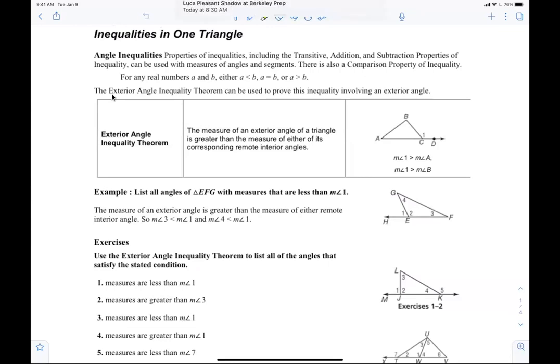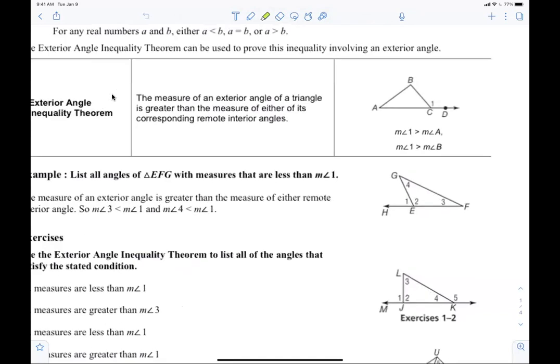Okay, so the angle inequality property. When I first saw this, I didn't know what the big deal was, because to me it was very logical, and there was really no reason for this to be stated, but they make a big deal about it for some strange reason.